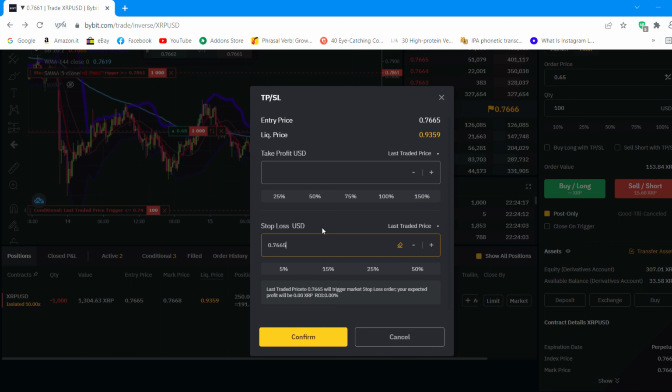7665. There we go. So last traded price will trigger the market stop loss order. Your expected profit will be 0 XRP. So I won't be losing anything, and I won't be making anything. I will still have to pay for the fees.